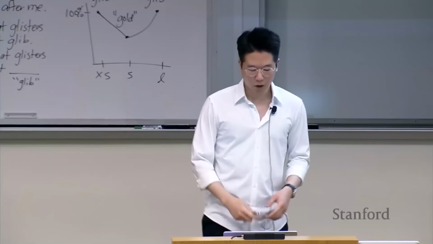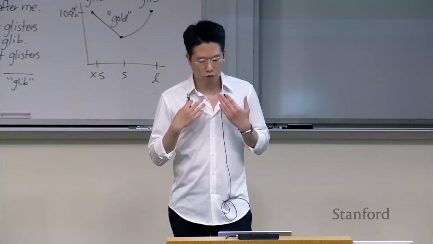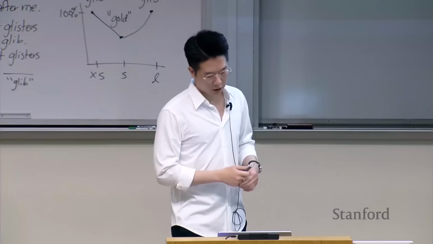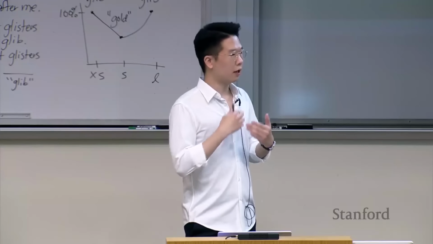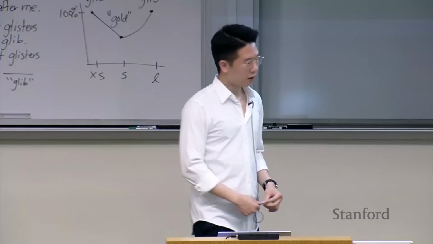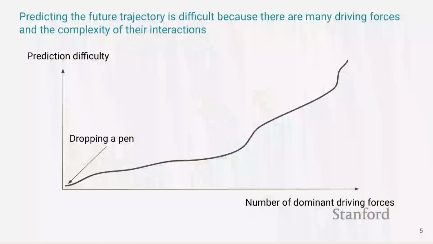And I argue that among many reasons, the sheer number of dominant driving forces acting on the general prediction is so complicated, and their interaction creates a complexity that we cannot predict in the most general sense. So here's my cartoon way of thinking about the prediction of the future. On the X-axis, we have the number of dominant driving forces. On the Y-axis, we have prediction difficulty. On the left-hand side, we have dropping a pen. It's a very simple case. The difficulty is very small. You just need to learn physics. And then as you add more stuff, it just becomes impossible.